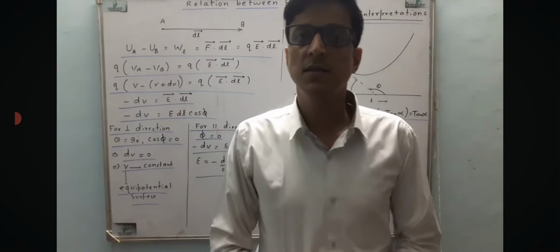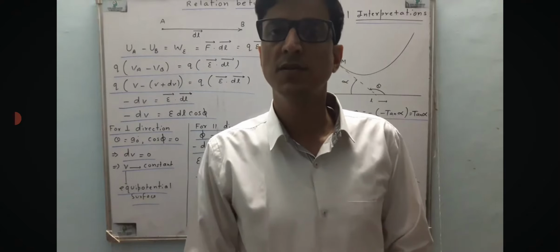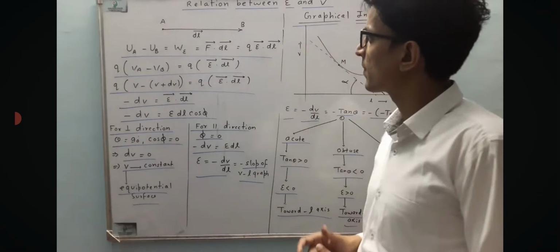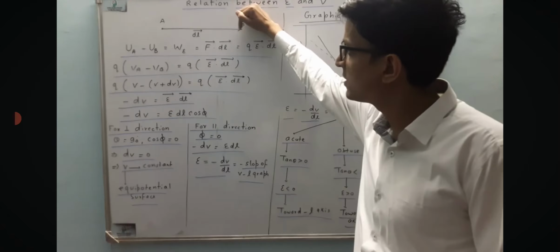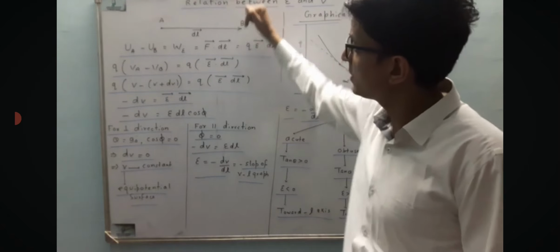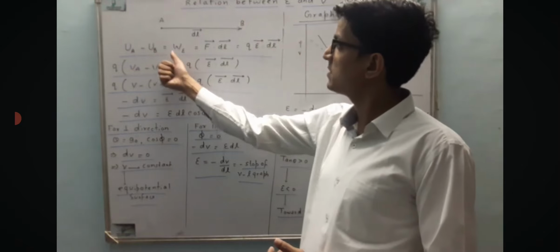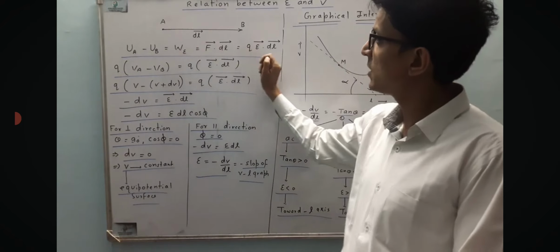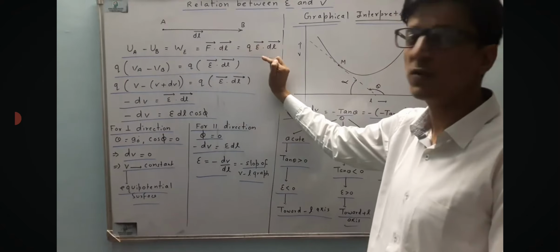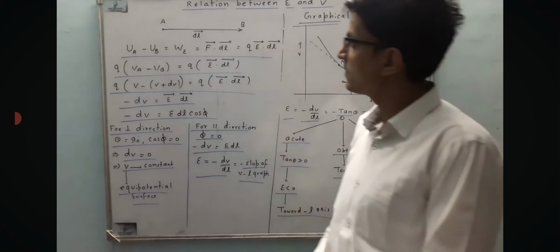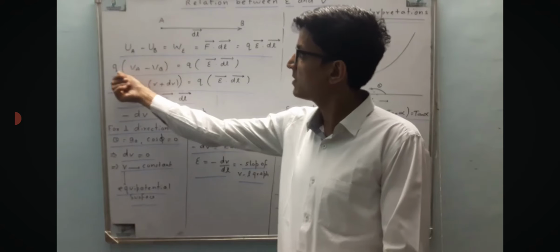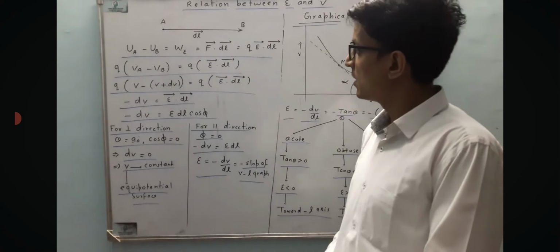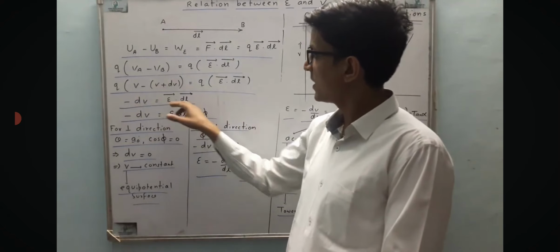Let's discuss the relation between electric field and potential. So there are 2 points A and B, and the displacement between these is vector dl. So we have the difference of potential energy as the work done by the electric field, and the work done by the electric field is F dot dl. The force is Q into E. So we have the difference of potential energy as Q into VA minus VB, and this is Q into E dot dl. So finally we have this result: minus dV is E dot dl.